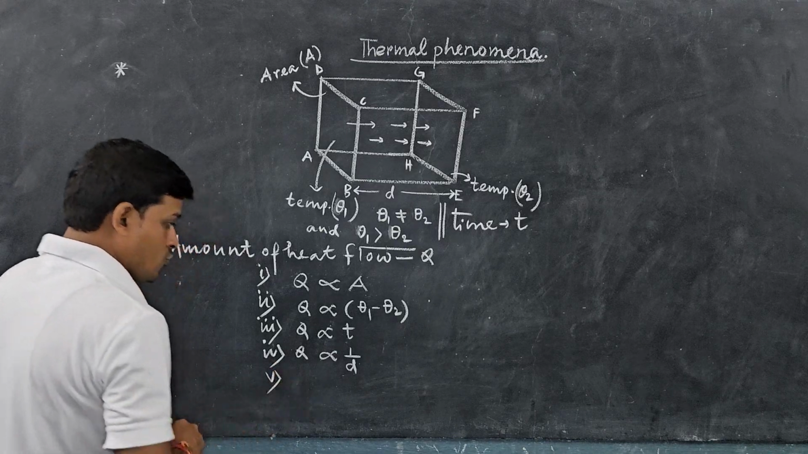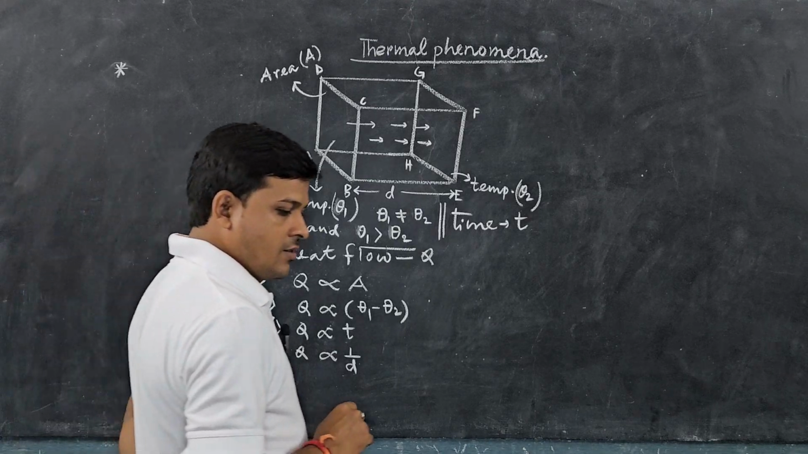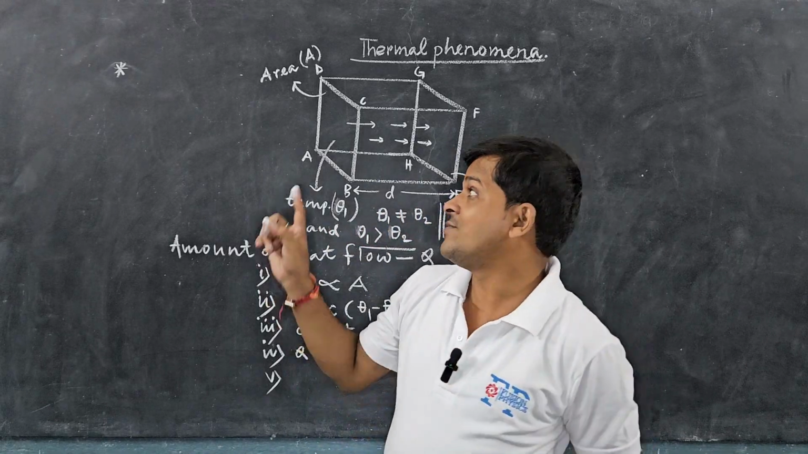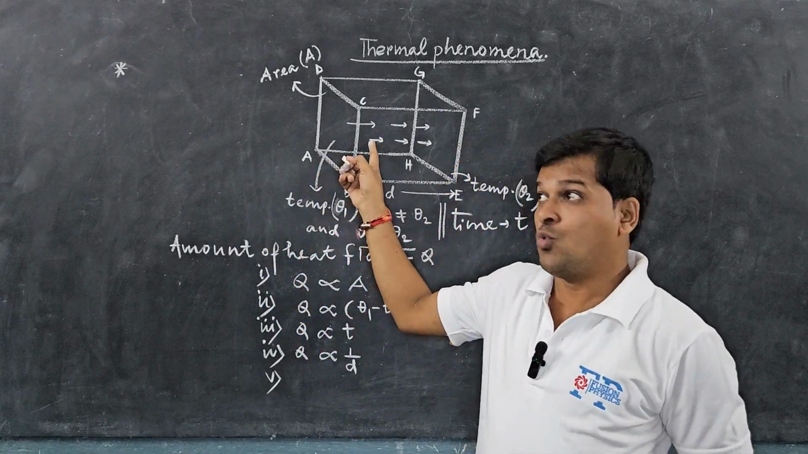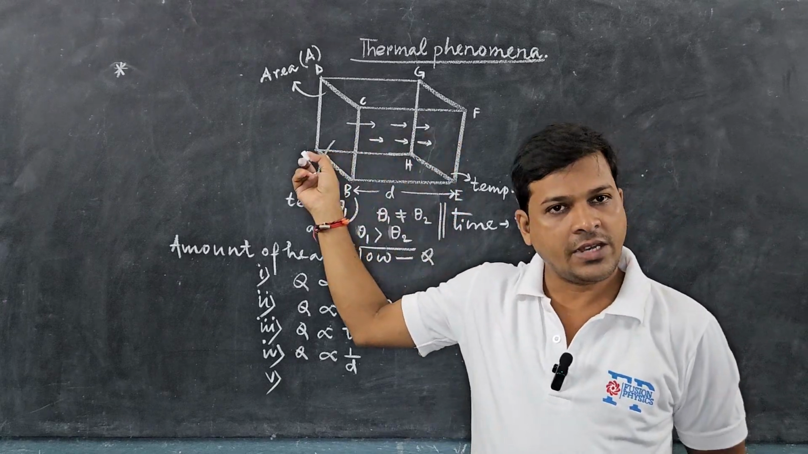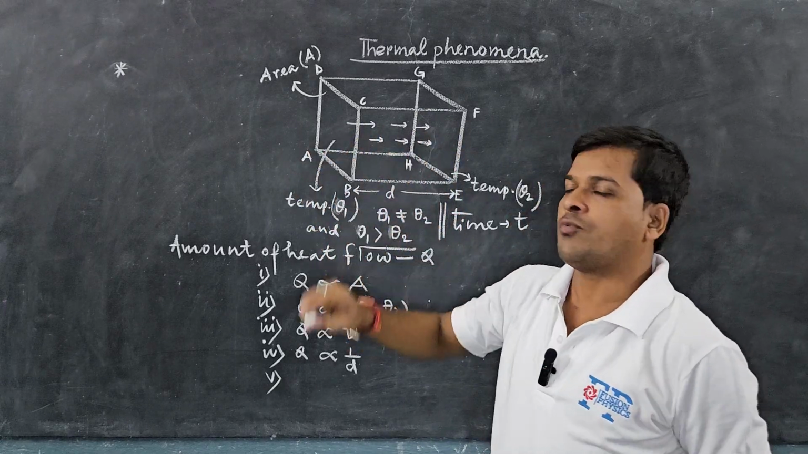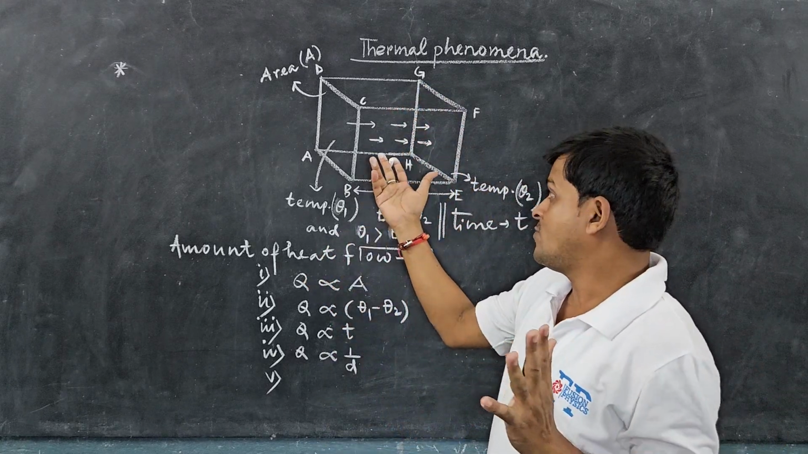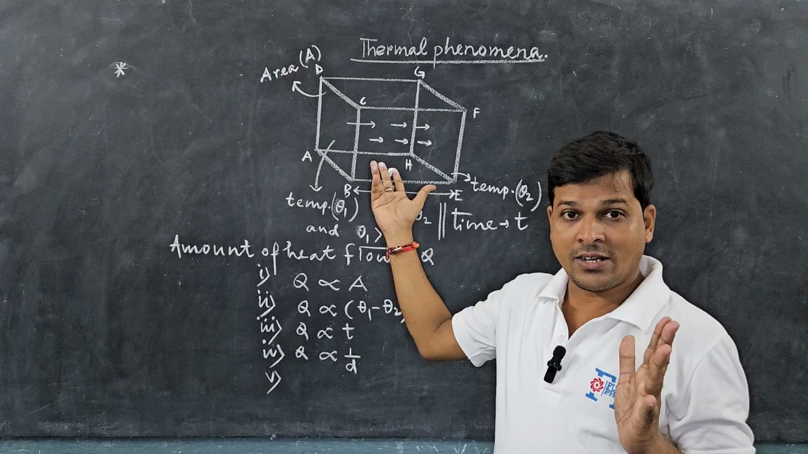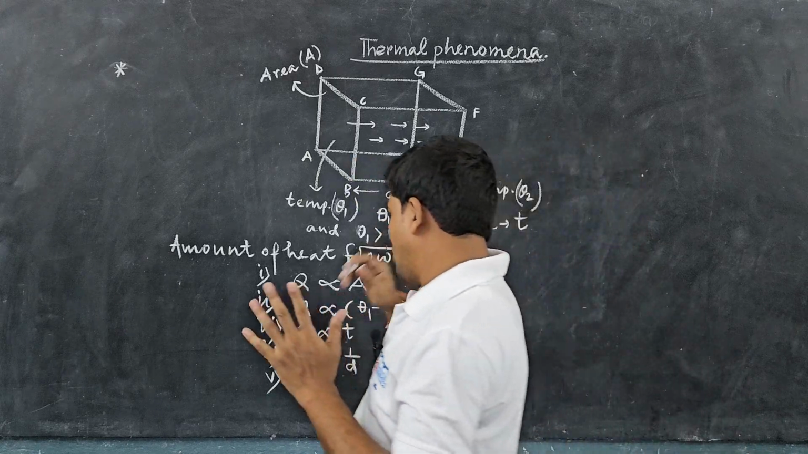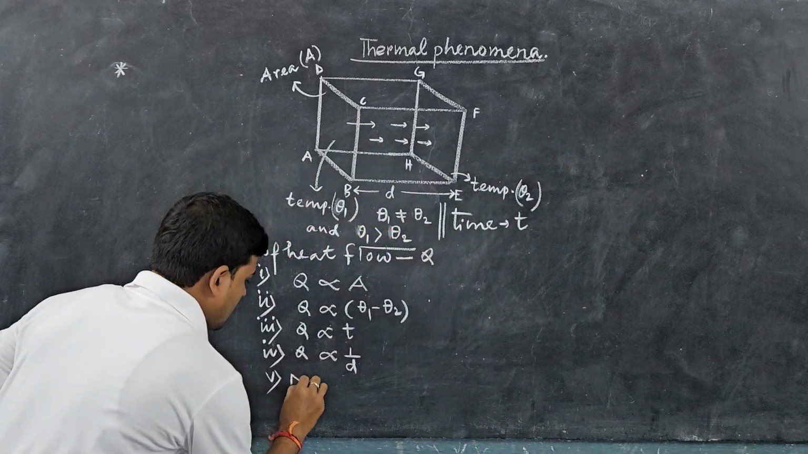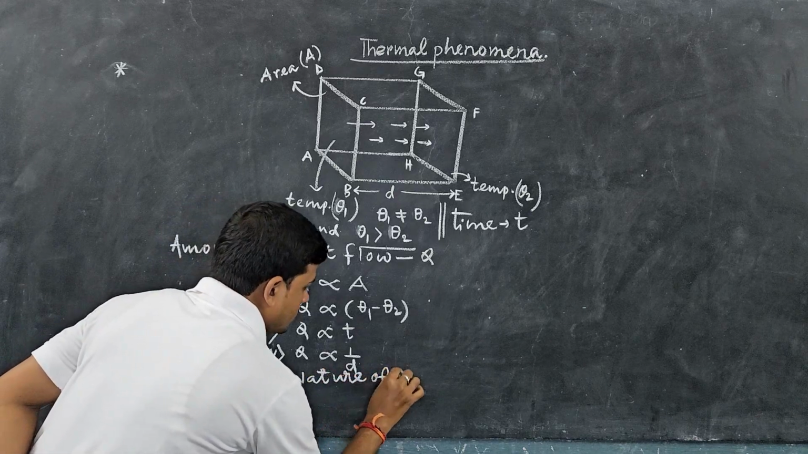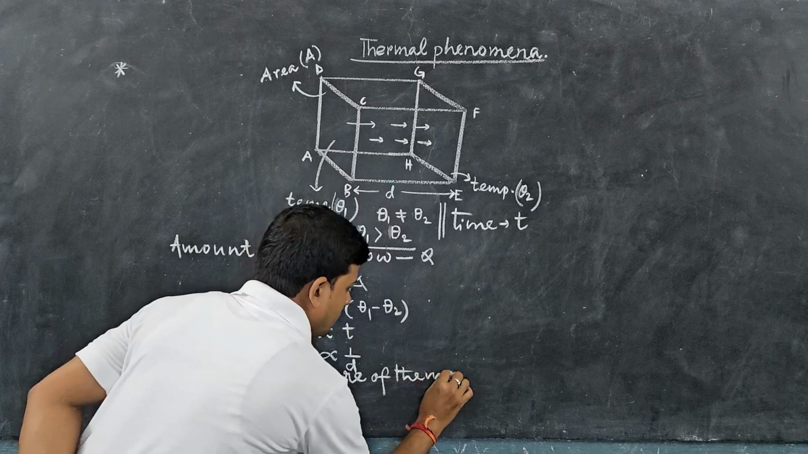Another factor is also here, that is the nature of the material. If it is made of a good conductor, more heat will flow. If it is made of a bad conductor, a smaller amount of heat will flow. Though there will be a large temperature difference, if it is made of an insulator or bad conductor, less heat will flow. So this is number 5, the nature of the material.